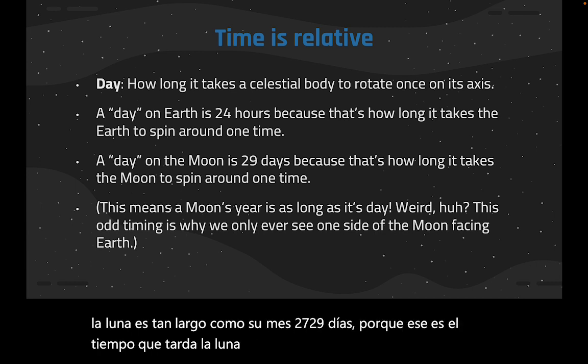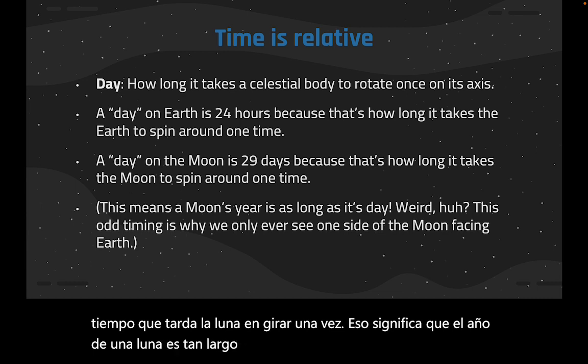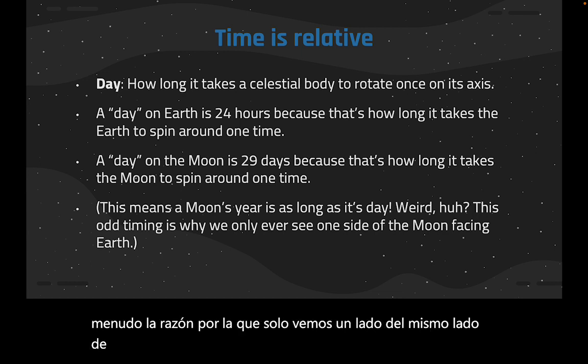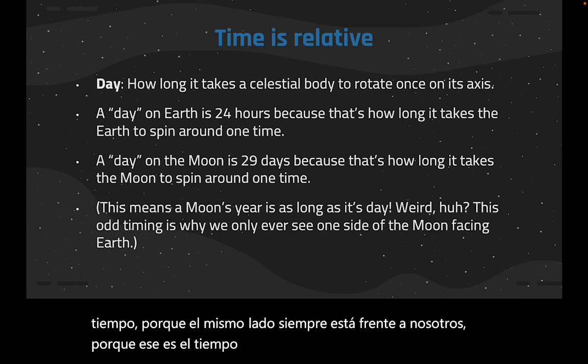That means a moon's year is as long as its day. And that weird timing is pretty much why we only see the same side of the moon all the time, because the same side is always facing us, because that's how long it takes the moon to spin around one whole time.